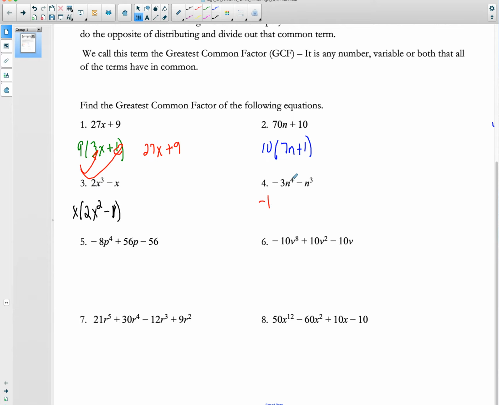Now, let's look at our variables. I have 4 n's here, and just to emphasize this, I'm going to write out my n to the 4th.